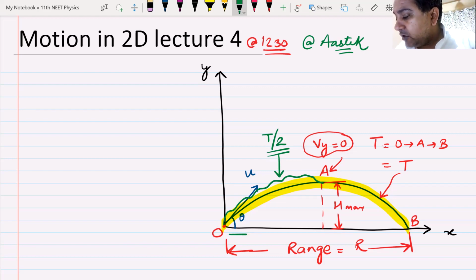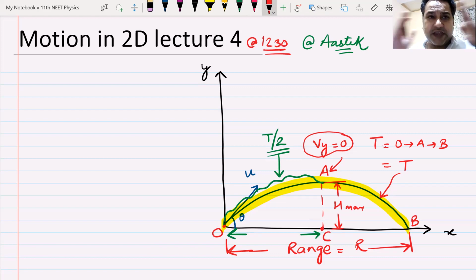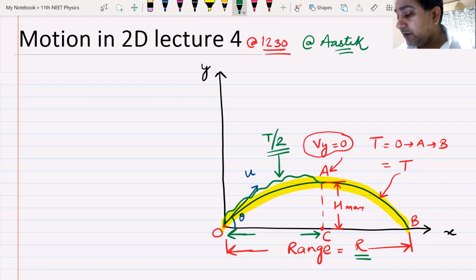Now, on similar lines, if I call this middle point, where it reaches its maximum height, as C, and the total range, total distance on ground, is R, what will be the distance from O to C? Anyone? Yes, beta, definitely it will be equal to R by 2. Do we understand this? Can I have some raised hands?